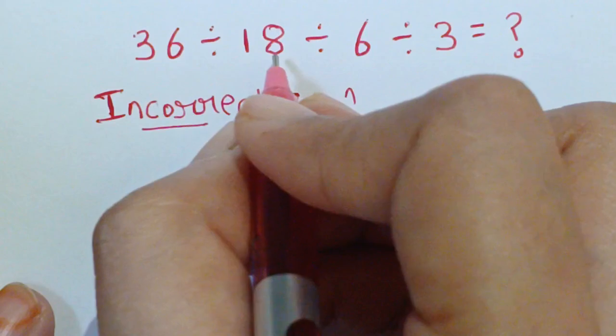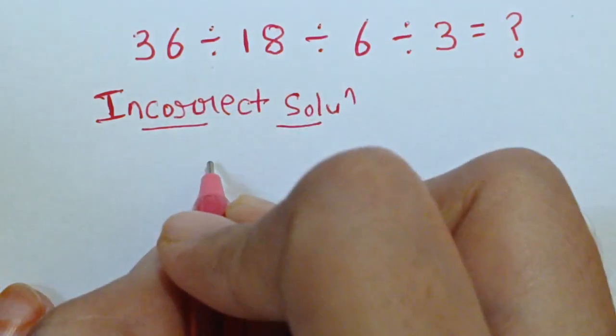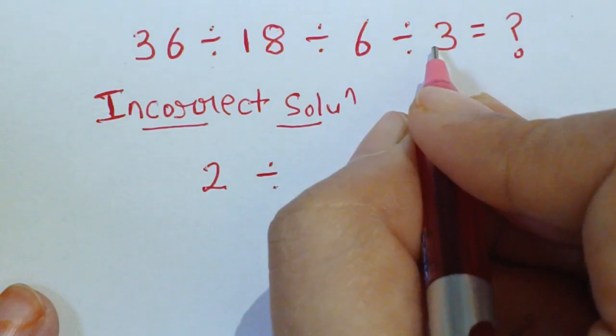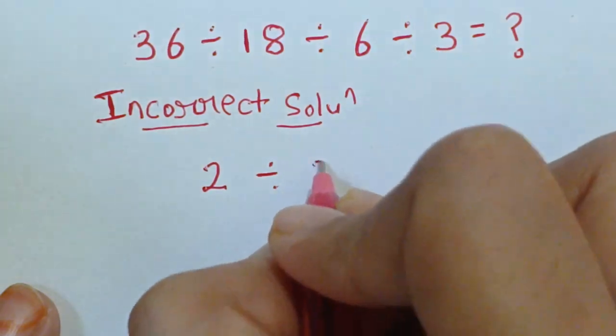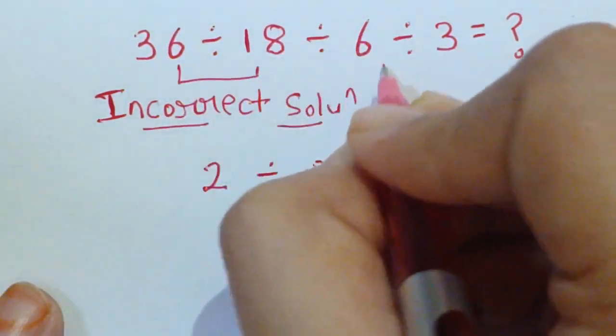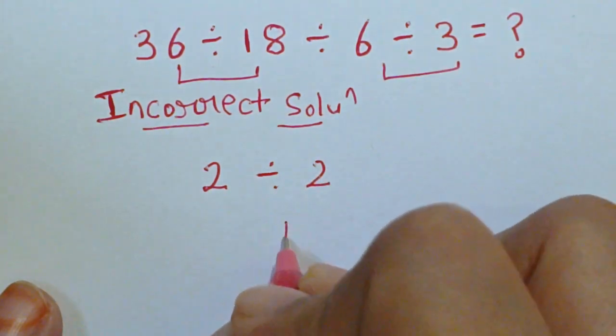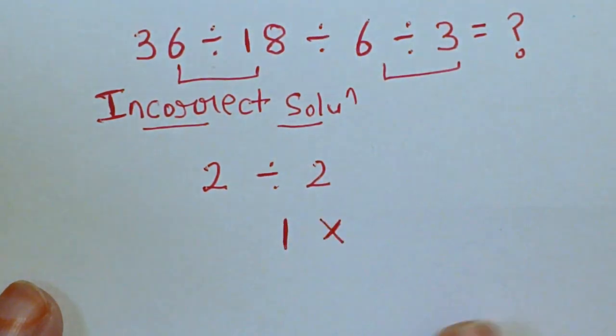So 36 divided by 18, which is 2, then 3 2s are 6, means divide first this one then this one. So here 2 will come, here also 2 will come. So 2 divided by 2, which is 1. But this is the incorrect solution.